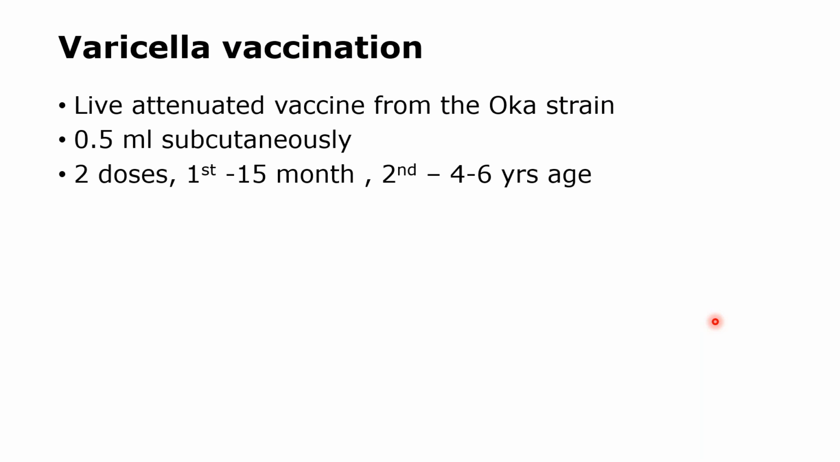Moving on to varicella vaccination. We know varicella is a live attenuated vaccine. Varicella vaccine is a live attenuated vaccine derived from the Oka strain. It is to be given in a dose of 0.5 ml subcutaneously, and 2 doses are recommended. The first one at around 15 months of age and second one around 4 to 6 years of age. Okay.